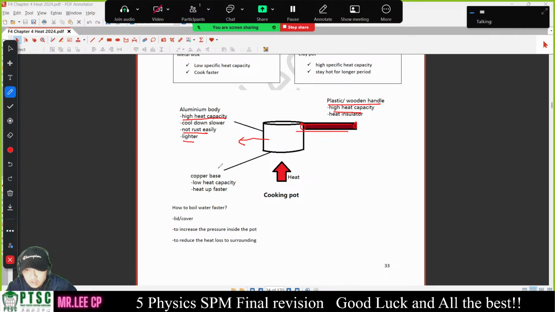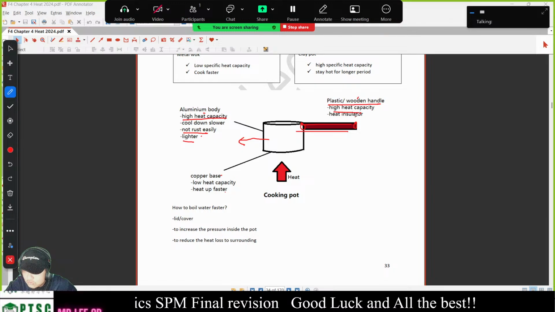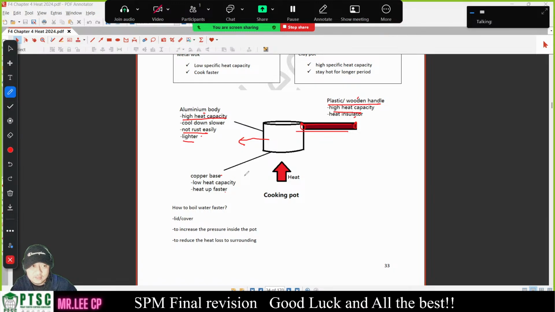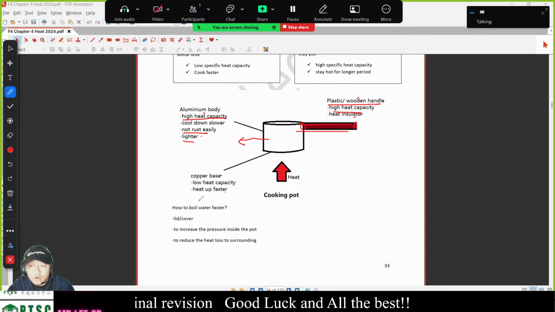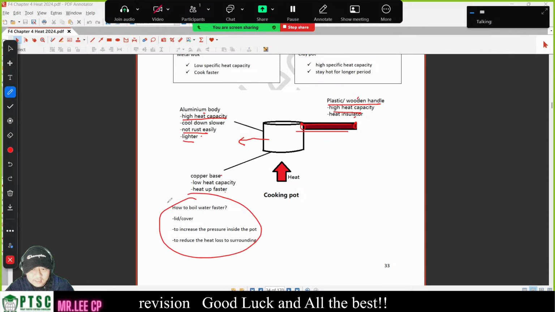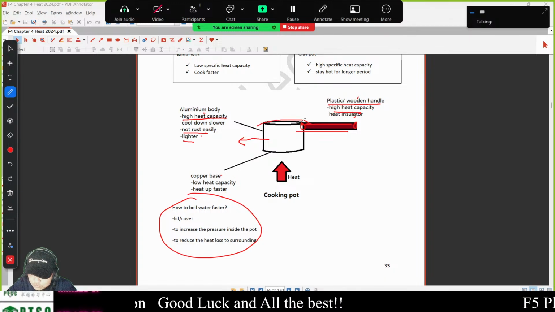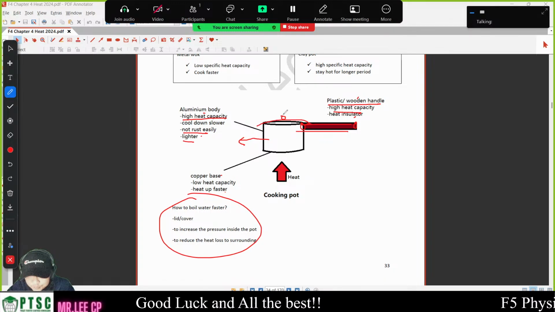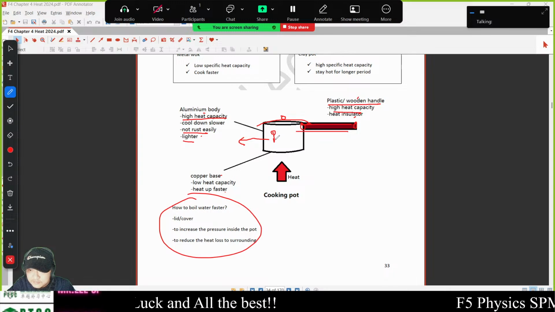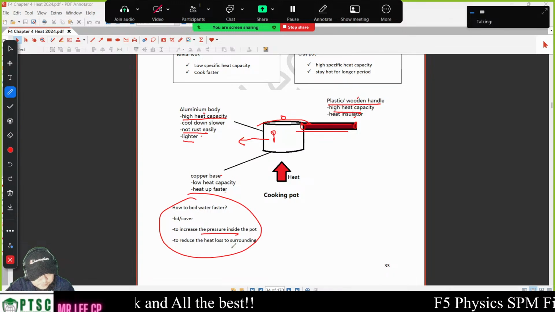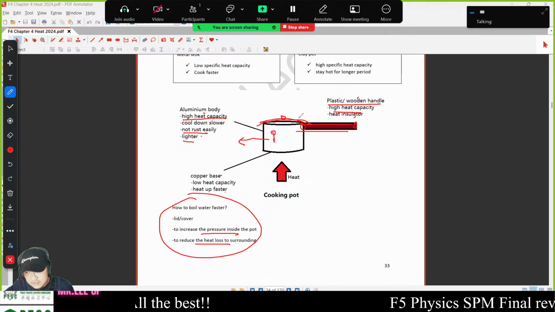If this comes up, it will give you 6 marks, and you still need to choose 7, 8. Still one more, so it probably asks how to make it faster. You need to use a lid, a cover, to increase the pressure inside, so that it can boil faster, or to reduce the heat loss to the surrounding. Cover it.